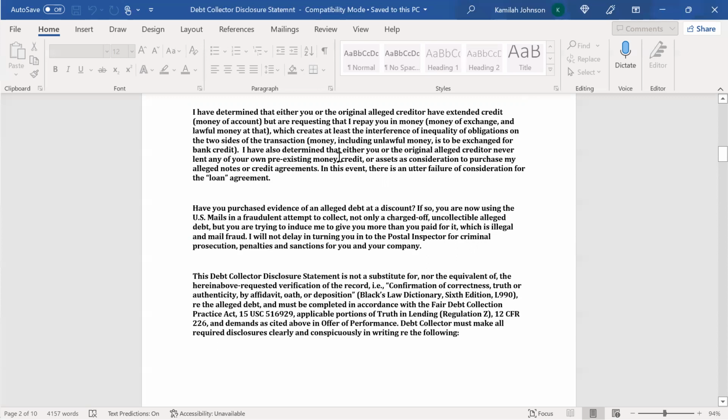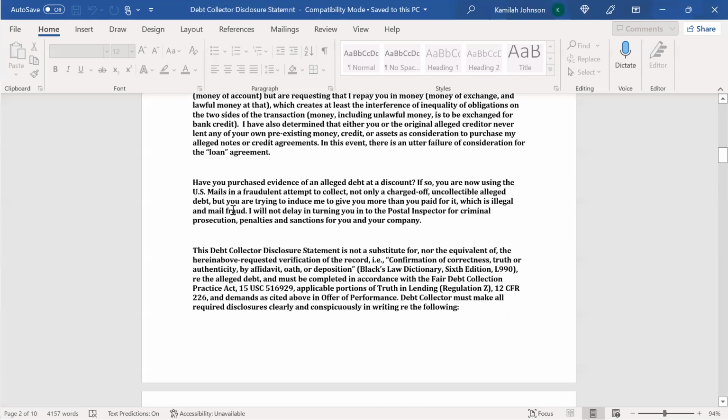I have also determined that either you or the alleged creditor never lent any of your own pre-existing money, credit, or assets as consideration to purchase my alleged notes or credit agreements. In this event, there is an utter failure of consideration for the loan agreement.